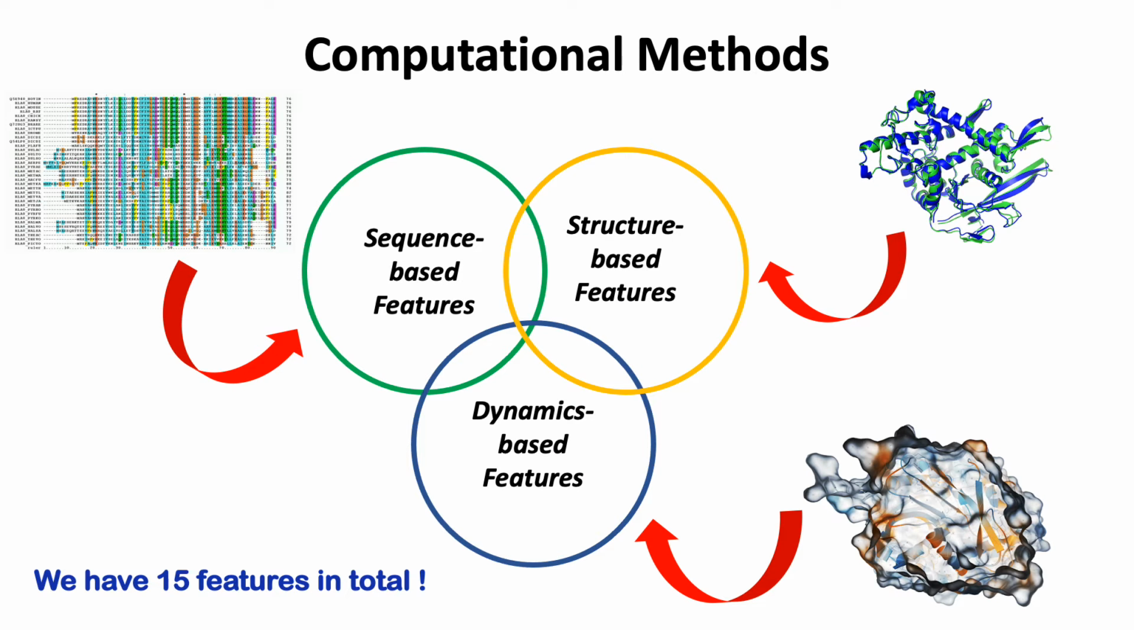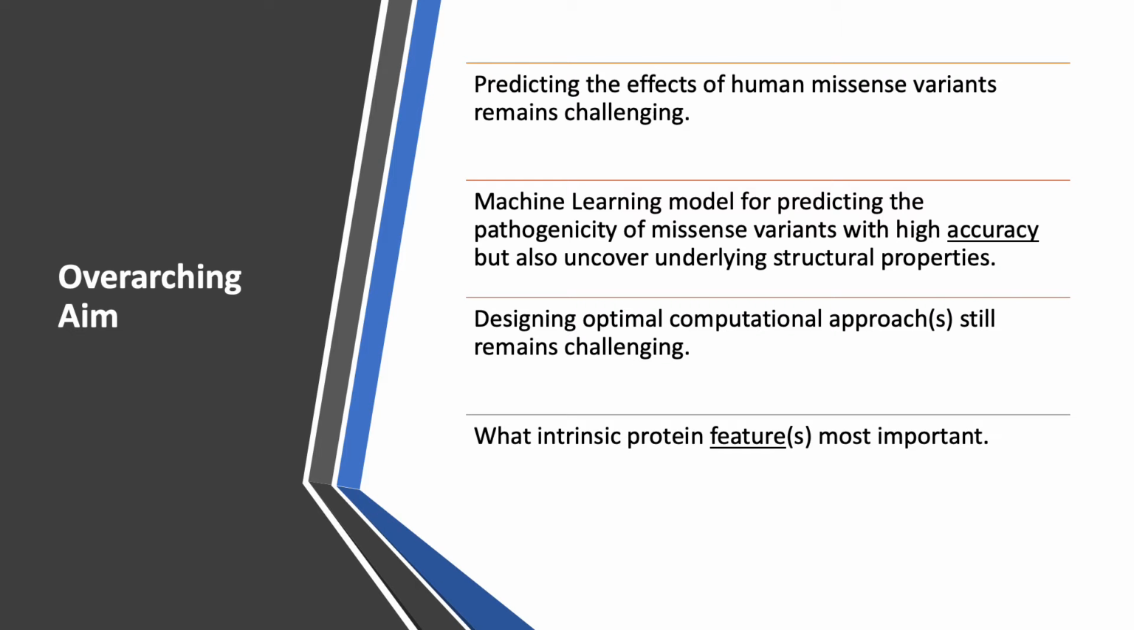Our model incorporates the essential properties of evolutionary conservation, structural information, and protein dynamics to predict pathogenicity of SAVs. In this study, we were able to determine the best optimal machine learning model tailored to our dataset for predicting the pathogenicity of missense variants with high accuracy, but also uncover some of the underlying structural properties associated with pathogenic proteins.